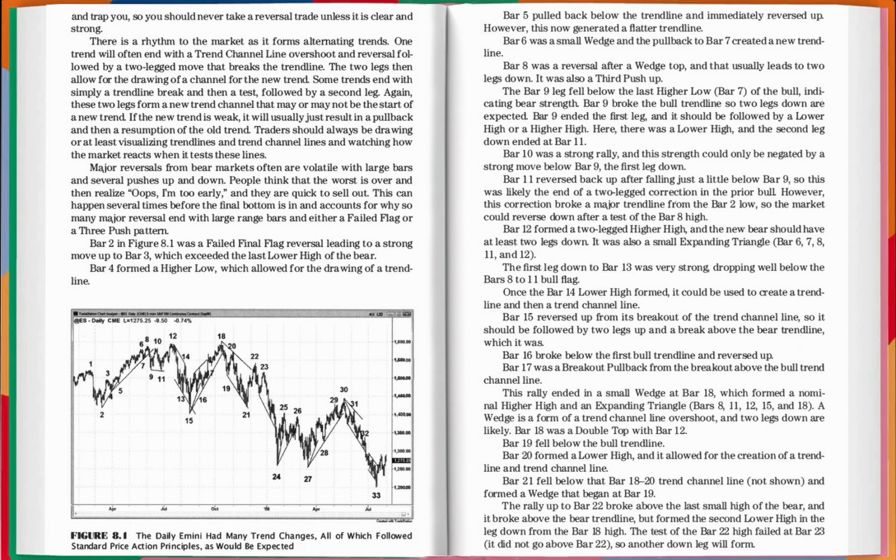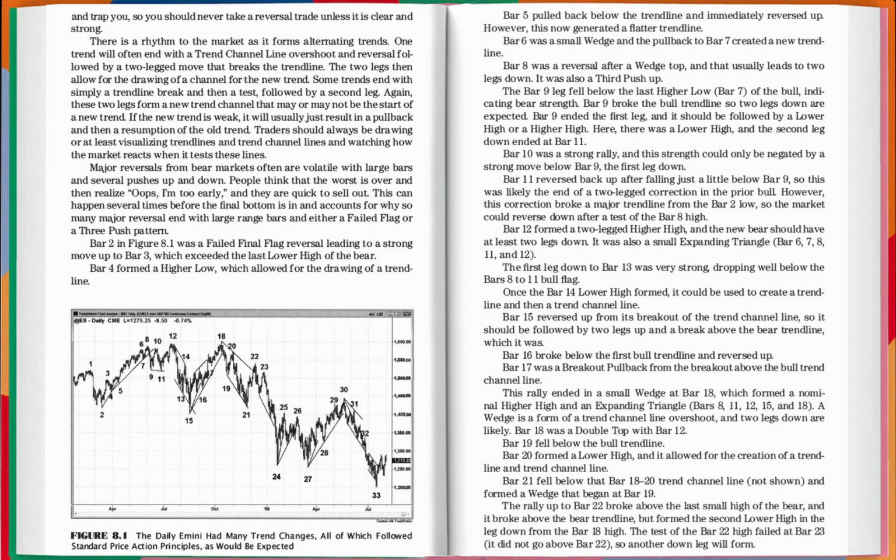Bar 6 was a small wedge and the pullback to bar 7 created a new trend line. Bar 8 was a reversal after a wedge top, and that usually leads to 2 legs down. It was also a third push up. The bar 9 leg fell below the last higher low, bar 7, of the bull, indicating bear strength. Bar 9 broke the bull trend line, so 2 legs down are expected.